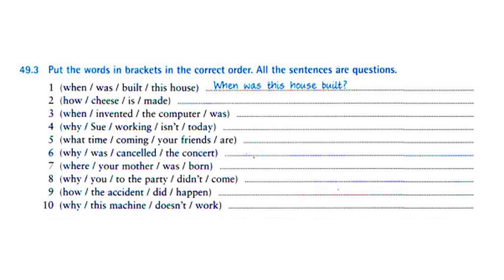Put the words in brackets in the correct word order. All the sentences are questions. When was built this house? It becomes, when was this house built? How cheese is made? How is cheese made? When invented the computer was? When was the computer invented?